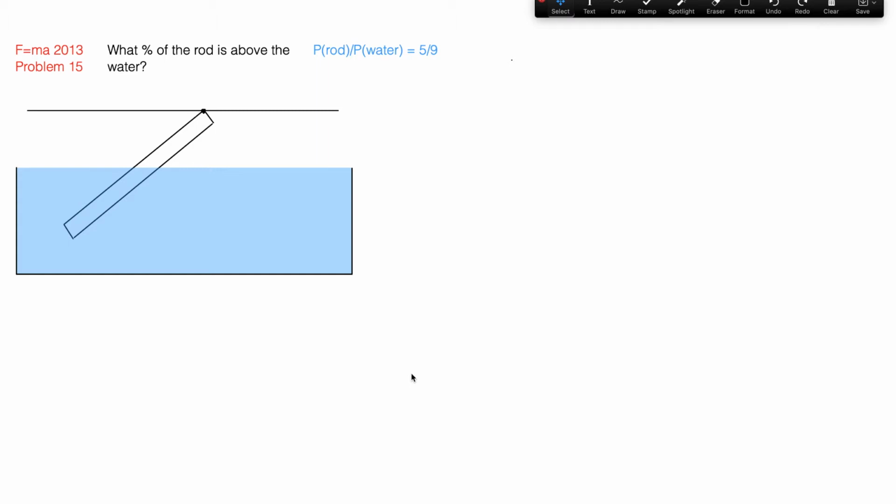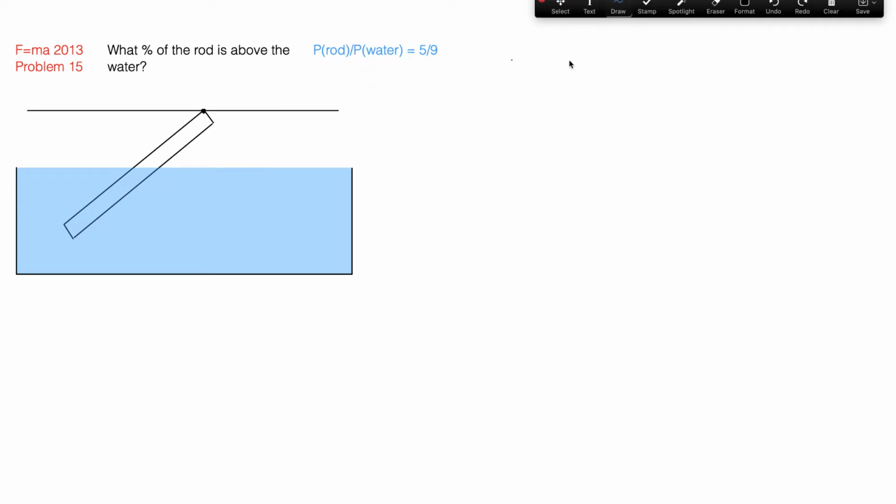Okay, so here we have FMA problem 15 from the 2013 exam, and it looks quite innocent. All it asks: there's a rod on a pivot, some length, and there's water, and we're asked what percent of the rod is above the water. We're given the fact that the density of the rod is 5/9 the density of the water.